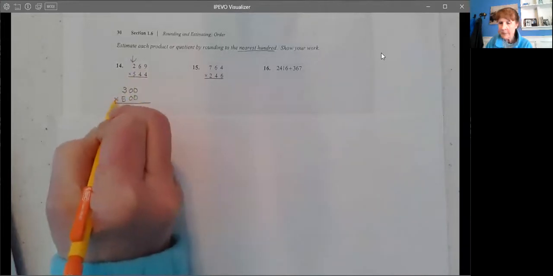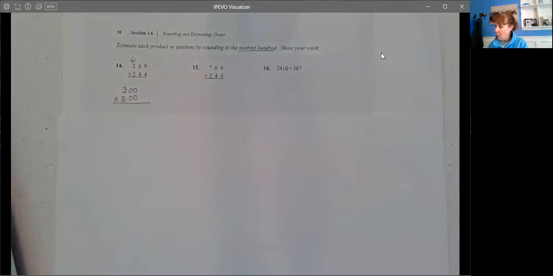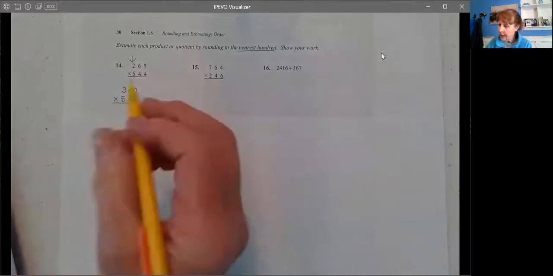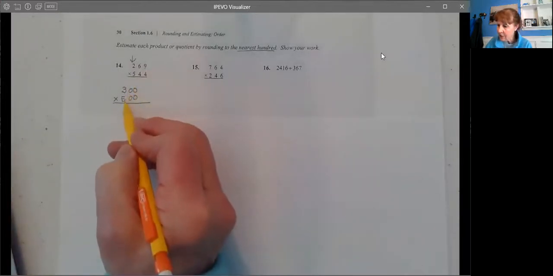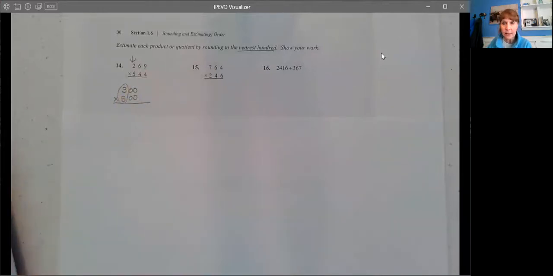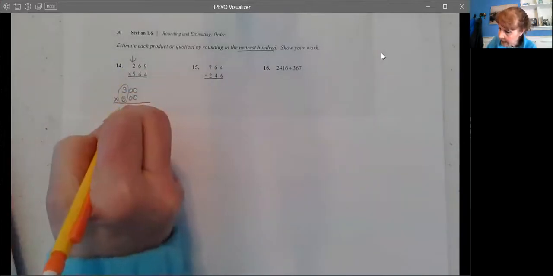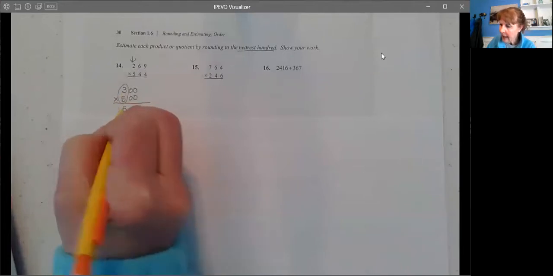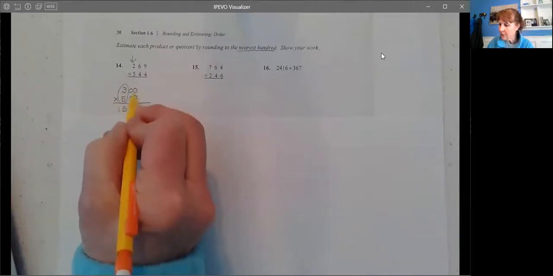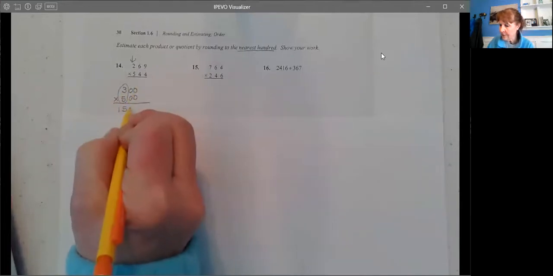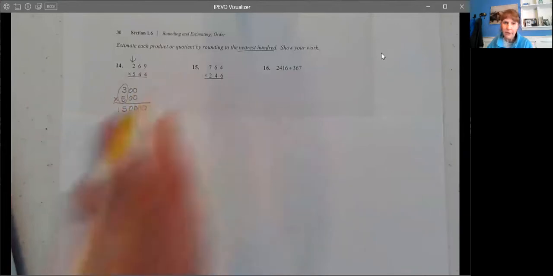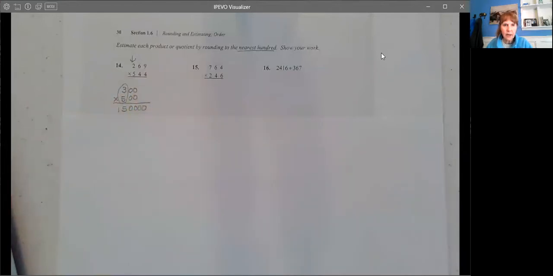And then we'll multiply them together. Now, this is one of those where we can use that little shortcut that we talked about in the last video. You've got these zeros that follow, so you can just multiply these two together. 3 times 5 is 15. And then add 1, 2, 3, 4 zeros. And there's your answer. All right, so 150,000.